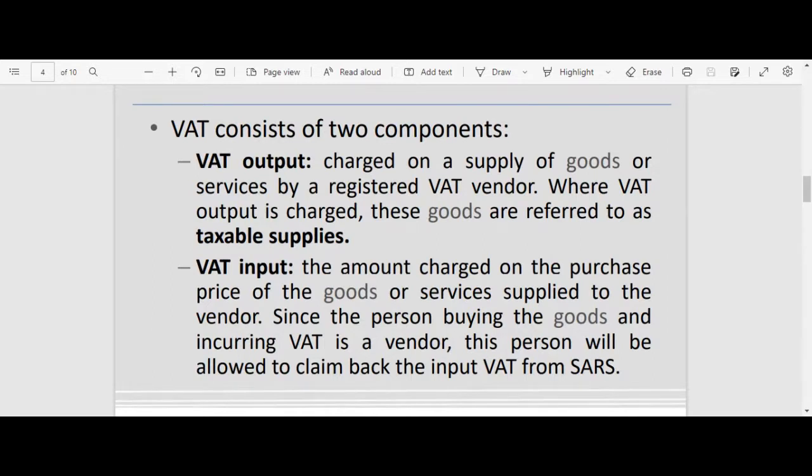Thank you all. So then that business is actually bearing the final value added tax, right? Because they cannot claim back the input tax, and they're not allowed to raise any output VAT. So therefore, a business that is not registered for VAT purposes is in exactly the same situation as the final consumer. Thank you.